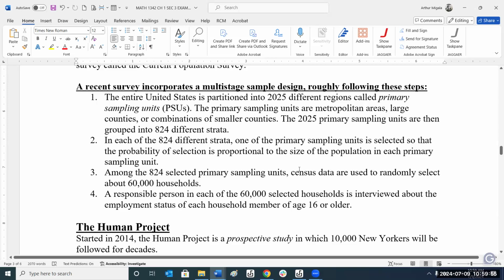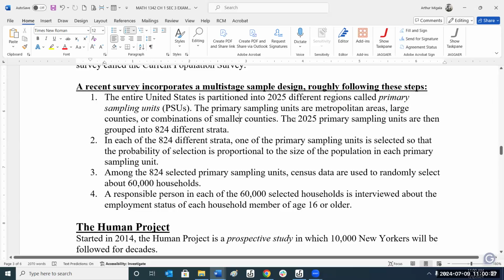It's restrictive and very expensive to do that, but they try to get the best information they can. A recent survey incorporated a multi-stage sample. These are their steps. The entire United States is partitioned into 2,025 different regions called primary sampling units, PSUs. The PSUs are usually large area metropolitans, large counties, or a combination of smaller ones. Now, where they came up with 2,025, I don't know.